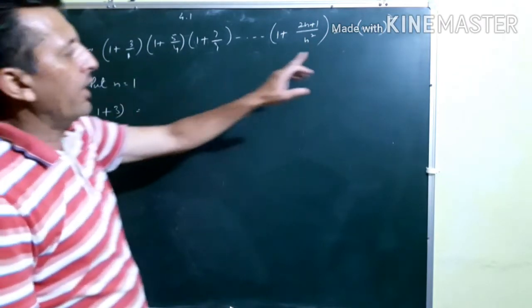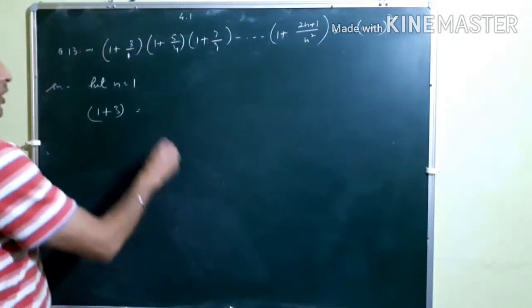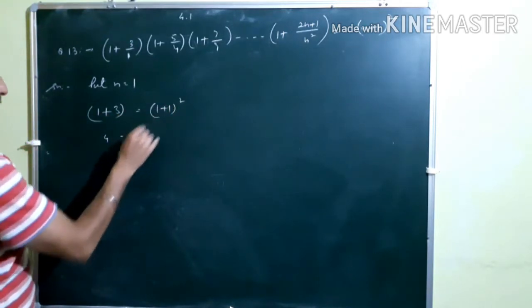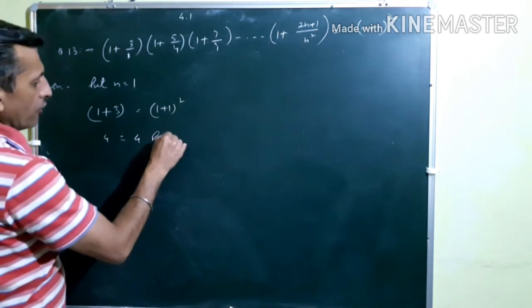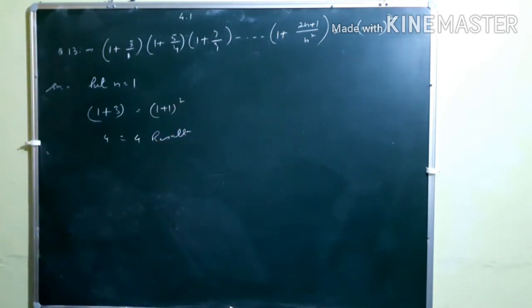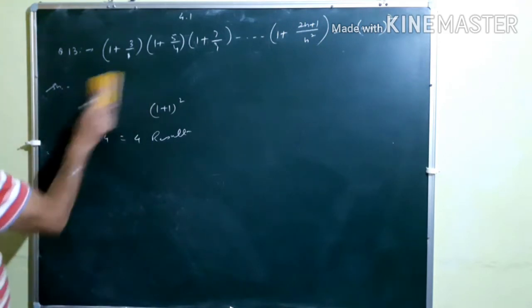In the right hand side, (n plus 1) whole square, that is equal to (1 plus 1) whole square. And basically 3 plus 1 is 4, and this is again 4. So you can say your result is true. So the result is true for n is equal to 1. So this was your step number 1. Now step number 2.